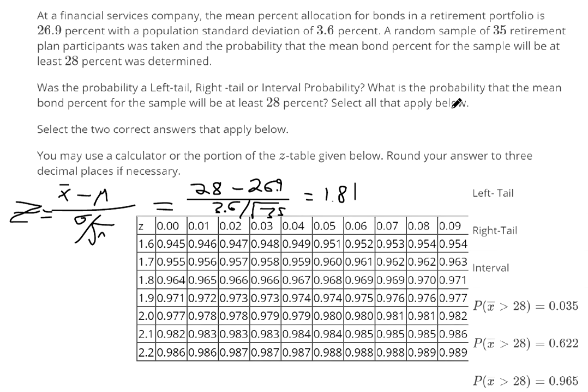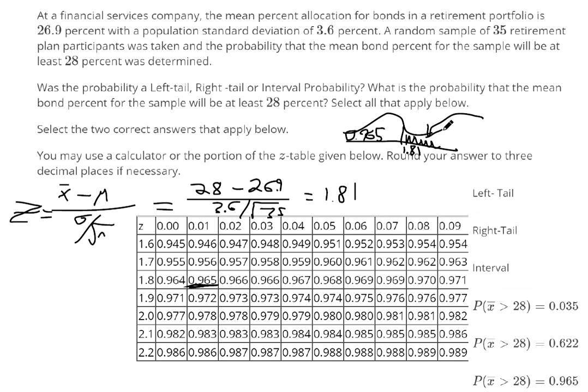And so they're asking, what's the probability the mean bond percent for the sample be at least 28%? Like we said, that's right-tailed. That's a terrible graph. But we got a z-score of 1.81, and we want to know a right-tailed area. Tables of z-score values only tell you left-tailed areas, okay? So when I look up z of 1.81, here's 1.8, and here's 0.01 in the hundredths place. I've got 96.5%, or in other words, 0.965 for the left tail. Because again, the table only tells you the left-tailed area.